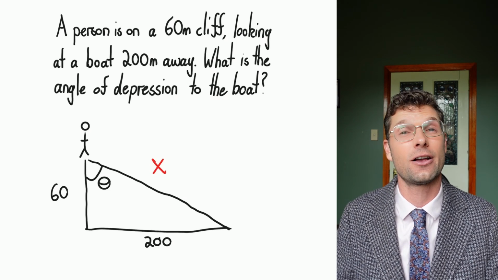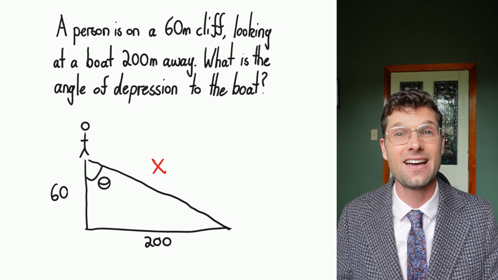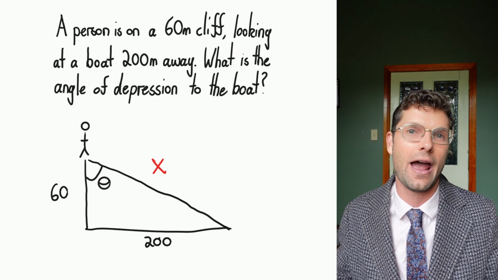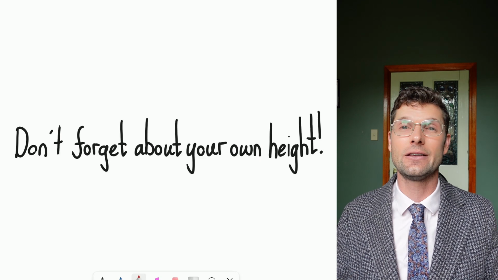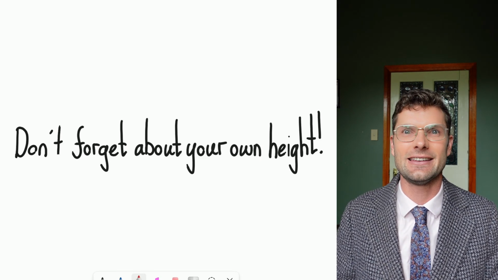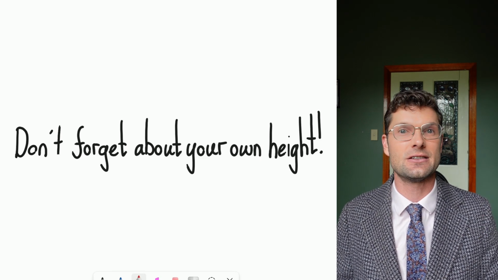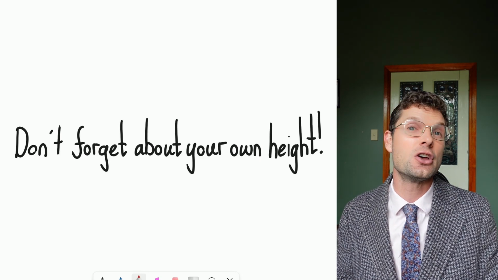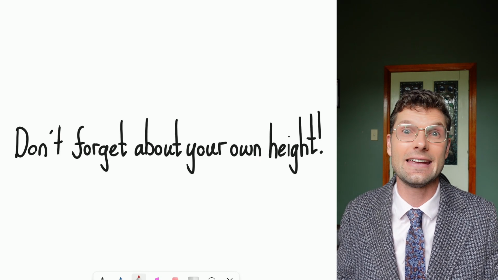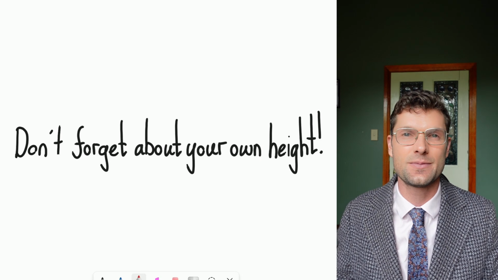If you did this triangle, you would get the wrong answer, and it would be harder to draw and work through. The way that we can make these questions harder is by including the person's height. In that last example, if the cliff was 60 meters tall, we would have to add on the person's height to get to their sight line. So we're going to have to include that in these calculations to get the best possible answer.